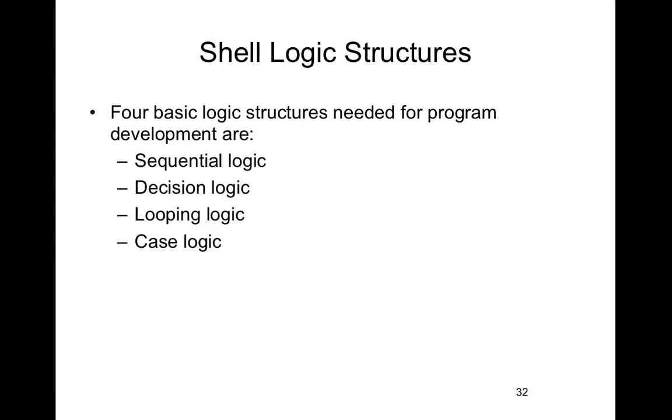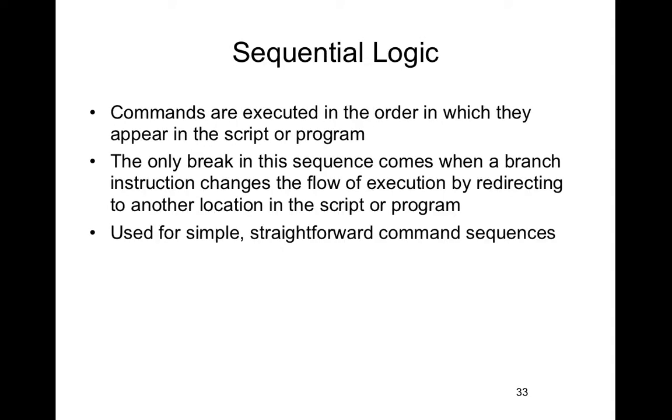So shell logic structures: if, then, else, sequence, decisions, do whiles, all that other stuff. Four basic logical structures are needed for the program: sequential logic, decision logic, looping logic, and case logic. For our sequential logic, we have commands that are executed in the order in which they appear in the script or the program. One line after another line after another one. This is procedural programming, by the way. It's not object-oriented programming. It's more like C, where we're just going from the top of the code or the top of the script to the bottom of the script.